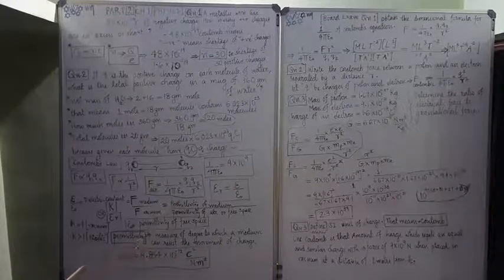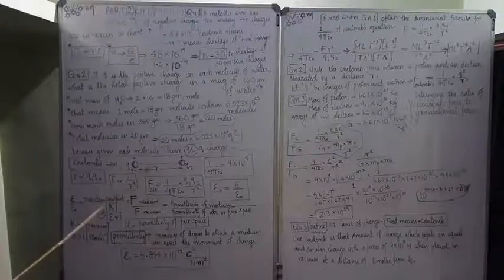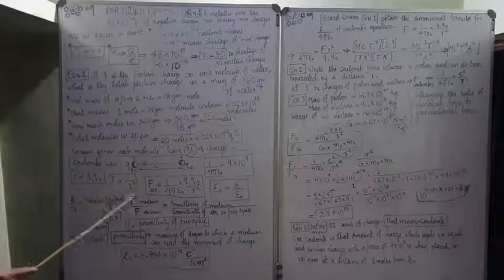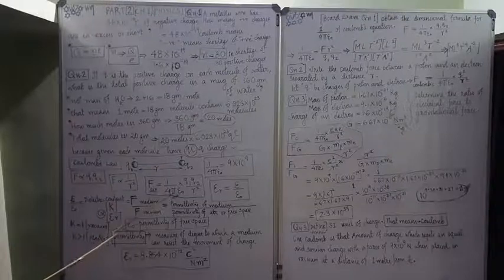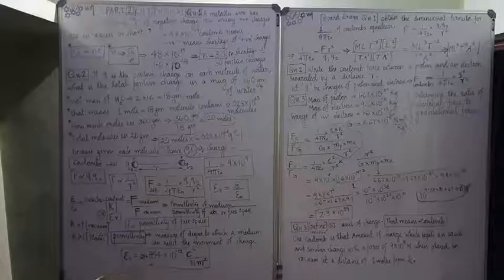So epsilon 0 is the permittivity of free space. That means there is nothing like plastic or stone between the two charges, only free space. Then we put in the value epsilon 0. So what is permittivity? It is the measure of the degree to which a medium can resist the movement of charge.